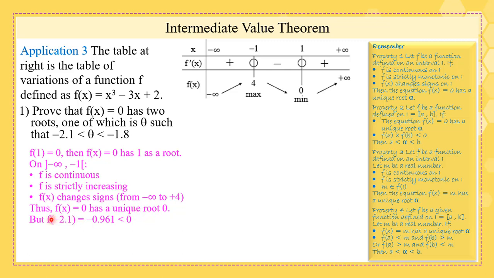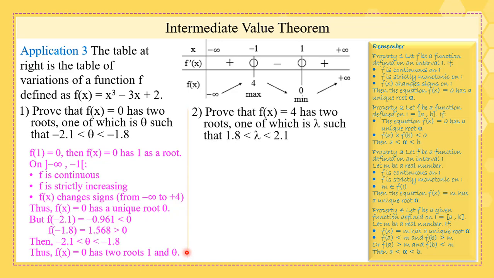So we just calculate f of negative 2.1 using the explicit form of the function, which is negative 0.9, which is negative, and f of negative 1.8, which is 1.5, which is positive. So we can say from here that theta falls between negative 2.1 and negative 1.8. Finally, we can state that f of x equals 0 has two roots, 1 and theta.